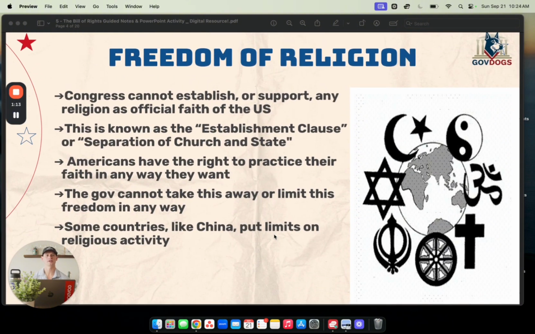So freedom of religion. This says that Congress cannot establish or support any religion known as the official religion of the United States. We call this the Establishment Clause, or sometimes it's referred to as the separation of church and state. Americans have the right to practice their faith in any way that they want. The government can't take away this right.